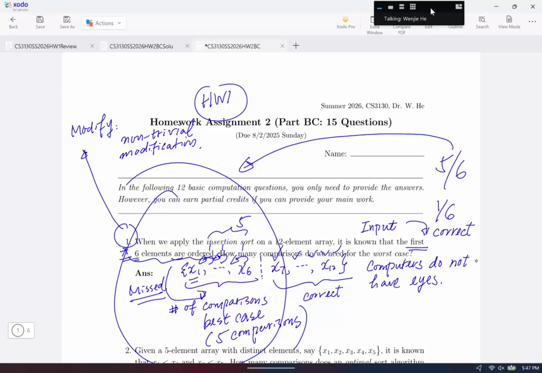So I may like to give you an example. How do I modify this question? Example. All right. So the data has this property. So what property? I'll tell you.